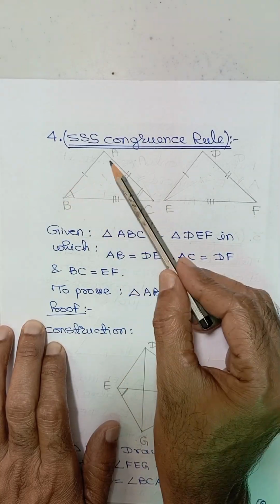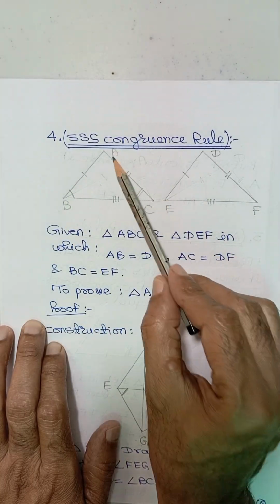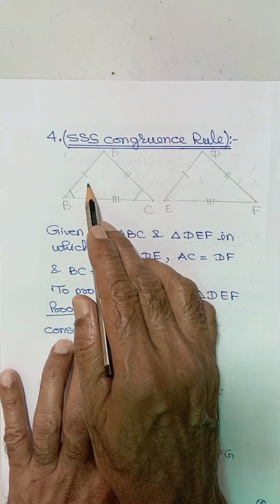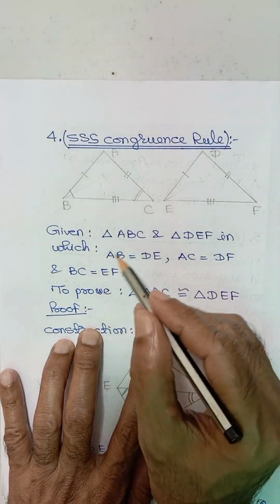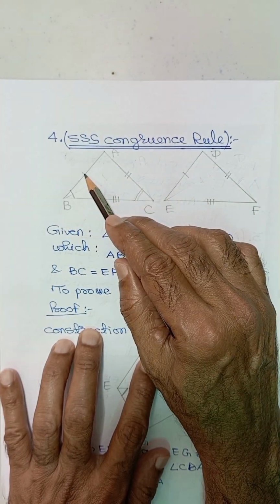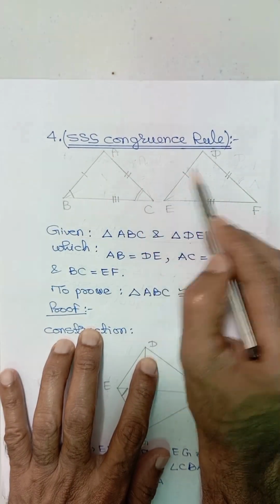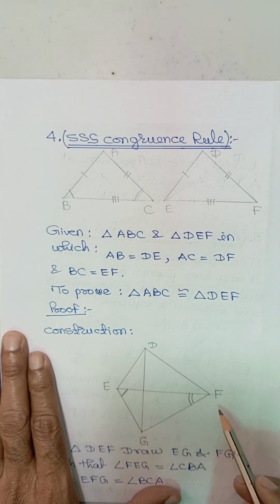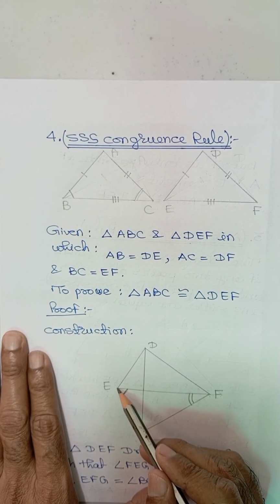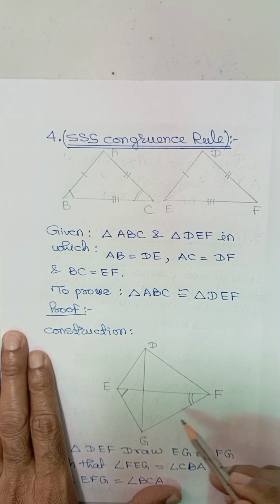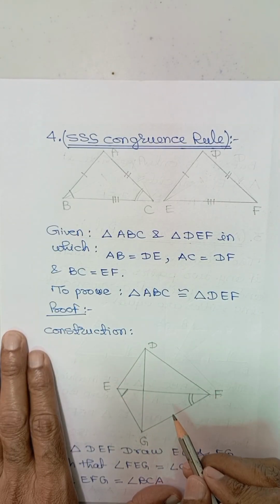So the given is AB is equal to DE, BC is equal to EF, and AC is equal to DF. The trick to prove these two triangles congruent is that if we prove that angle A is equal to angle D, then by side angle side rule, these two triangles will be congruent. So we'll do a construction here. Below the triangle DEF, we will construct another triangle such that DE is equal to AB and DF is equal to FG.